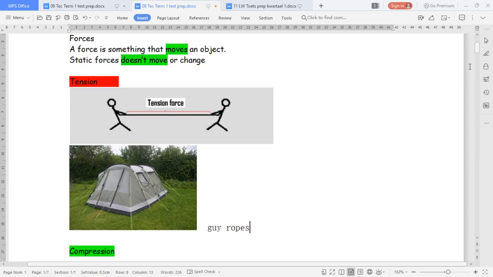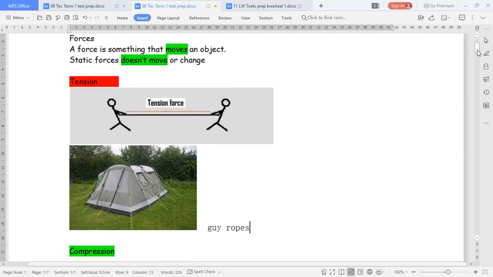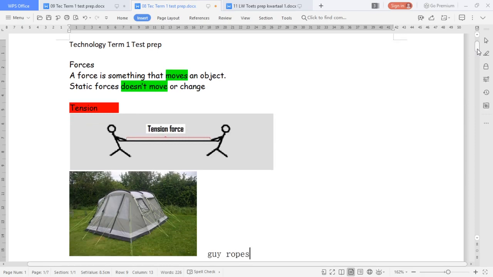Hi there. We're looking at technology, grade 8, term 1 revision for your test. Okay, so we're starting with forces. So the first thing is, what is a force?